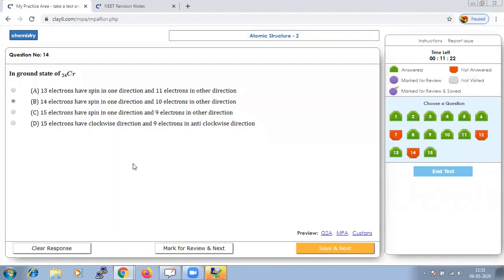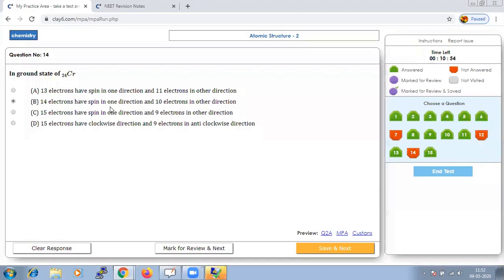In ground state, for chromium, we have to find out the number of electrons with spin in each direction. This will also be very simple because you just have to do an electronic configuration and you will be able to predict the answer. The option says 14 electrons have spin in one direction and 10 electrons in the other direction.